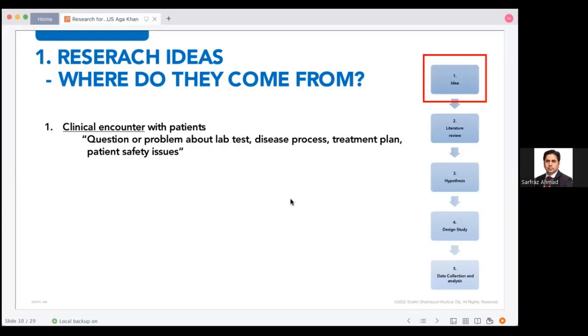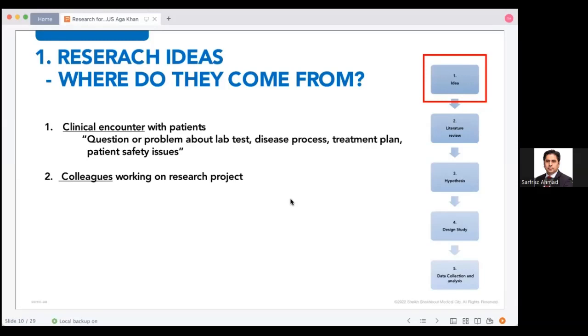The first one is the clinical encounter with the patient. We are seeing patients every day. Some of us see maybe 100 patients every week, 200 patients every week. We review their disease process. We go through their lab results. We see how they're responding to treatment. Every day we are having these encounters. So these can give you an idea when you're seeing these patients. If you start looking for ideas, you can get your ideas from here.